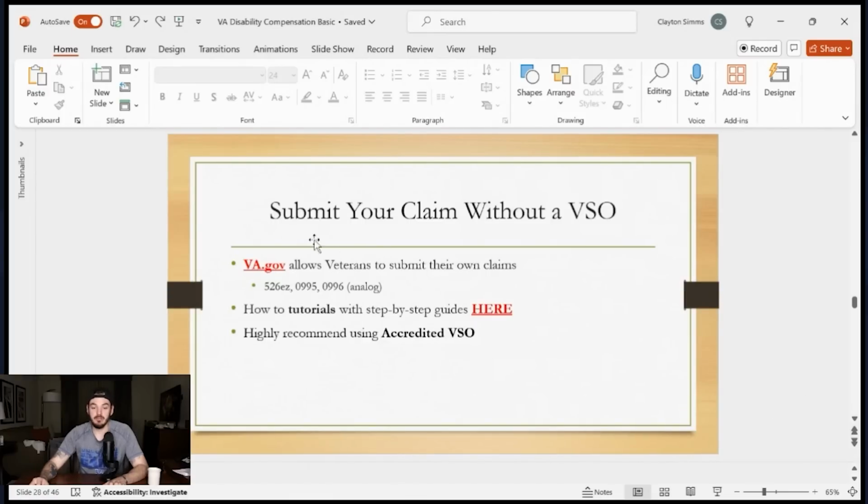Okay. Now, submitting your claim without a VSO, I understand some veterans want to do this. I highly recommend using an accredited VSO. And here's my picture perfect scenario. A veteran walks in with that worksheet. They have their in-service events, their current diagnosis, and they say, hey, here's what I want to submit. Bada bing, bada boom, and use the VSO as a submission middleman, if you will, instead of taking control of your entire claim. I believe veterans have the know-how to understand the VA disability process as it pertains to their claims, not the whole process, just as it pertains to them.